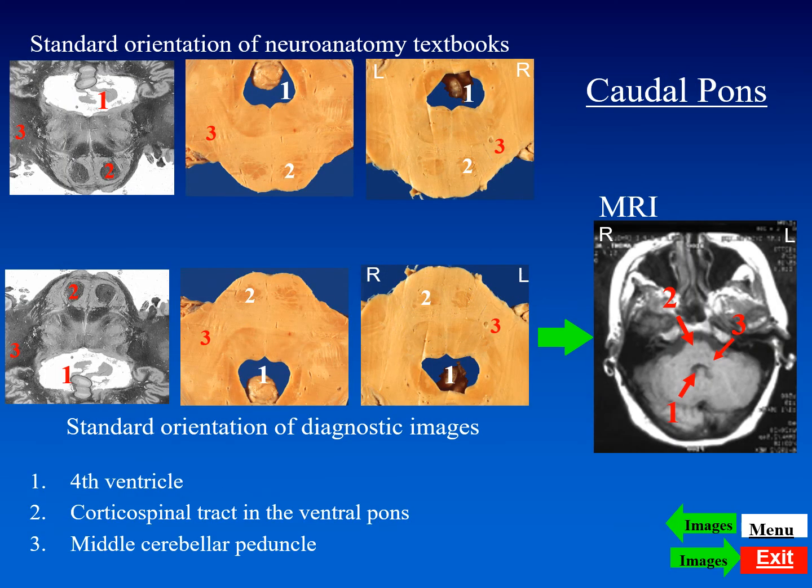And here we have a caudal pontine level. Above we see the standard textbook view, and below what you would see in diagnostic images. And in this image of the caudal pons, we can see the fourth ventricle, the corticospinal tract and the ventral portion of the pons, and you can know it's in the caudal region because it's highly compacted in this area, and the middle cerebellar peduncle is in view.